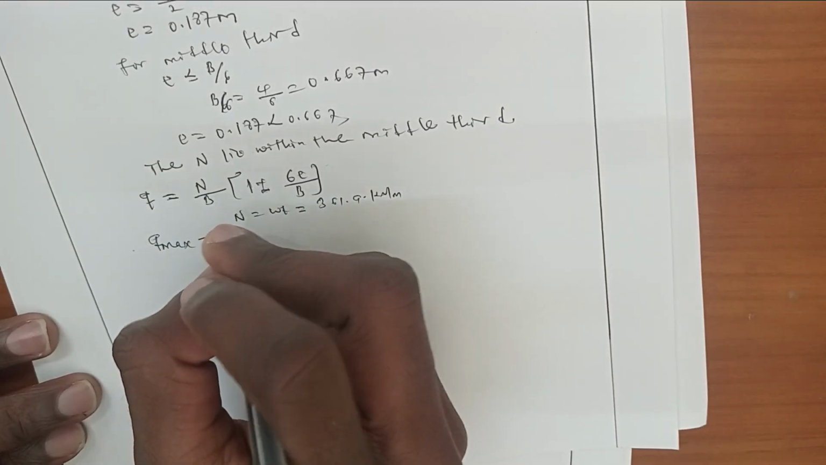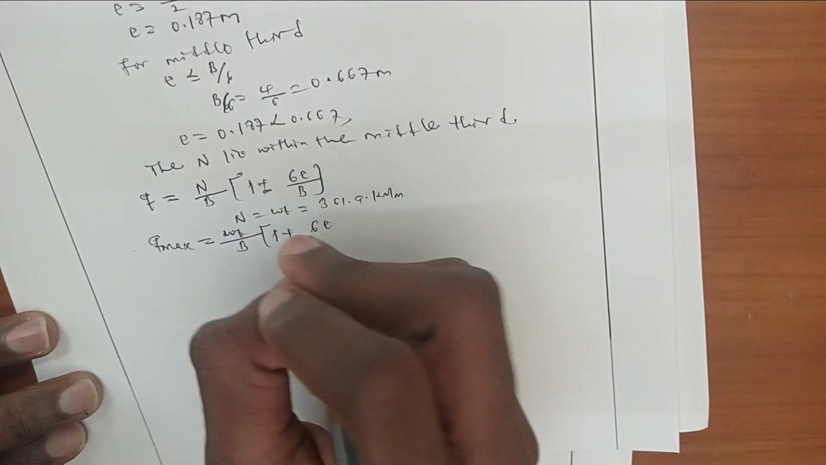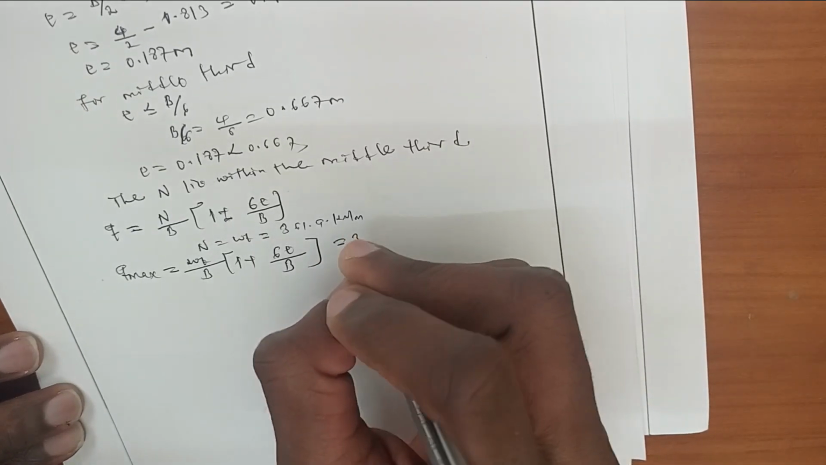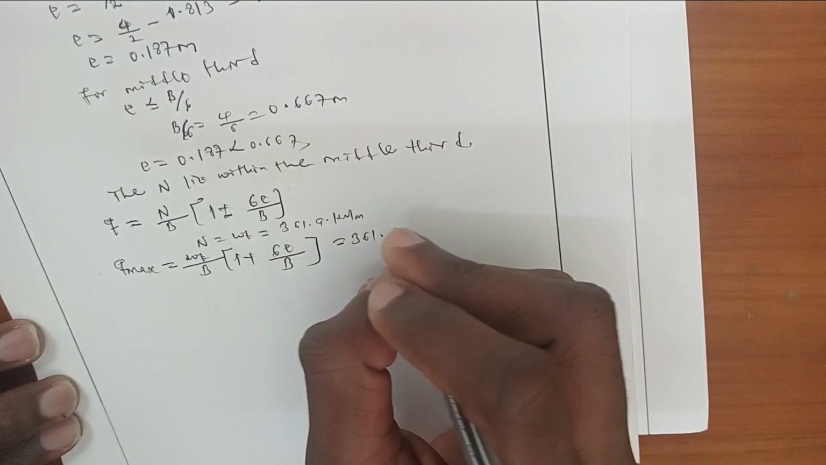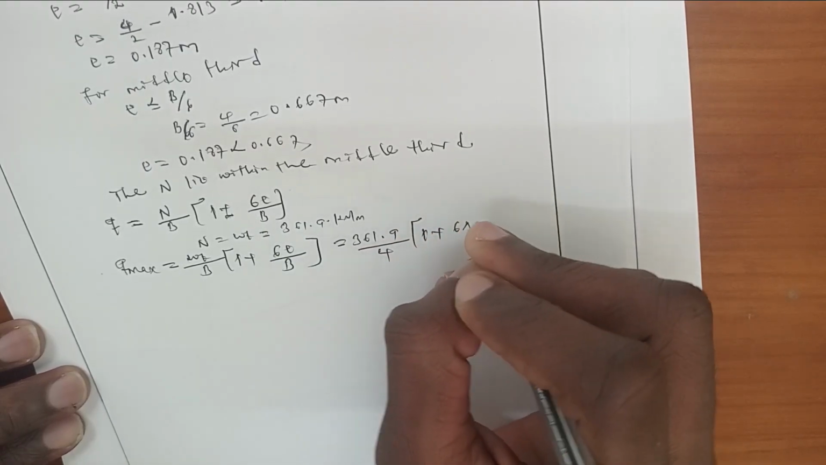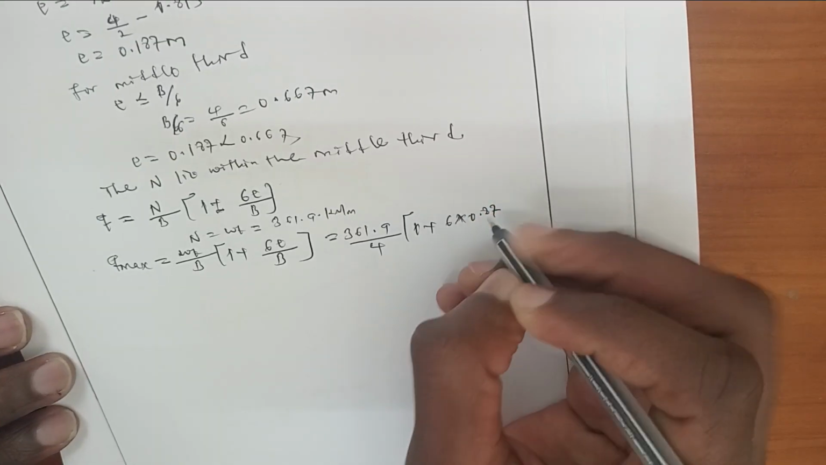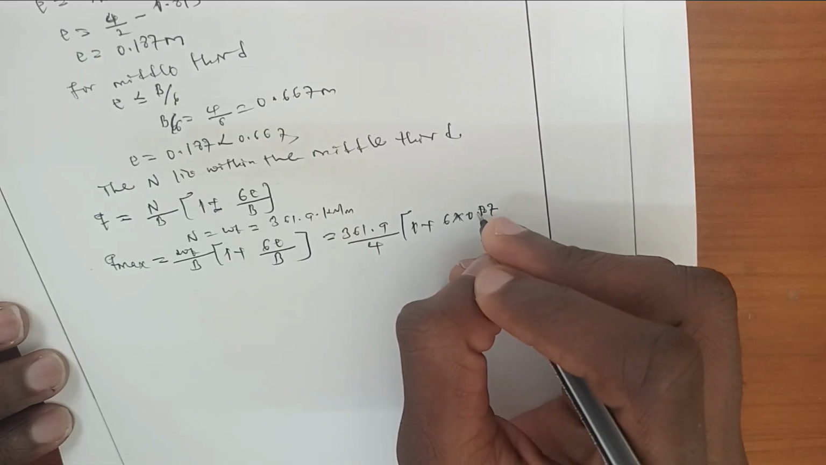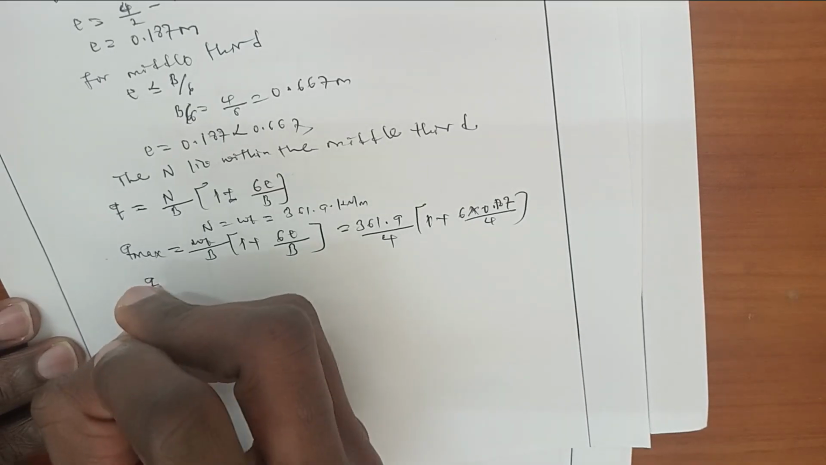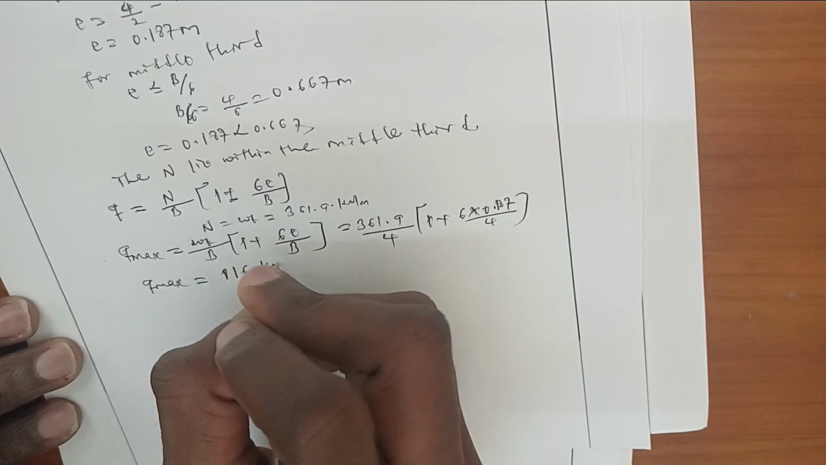Now, maximum pressure will be equal to total weight over base times 1 plus 6 times eccentricity divided by base. It will be equal to 61.9 over 4 times 1 plus 6 times 0.187 over 4. The maximum pressure will be equal to 116 kilonewton per meter square.